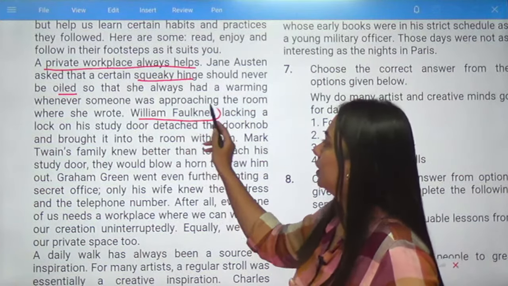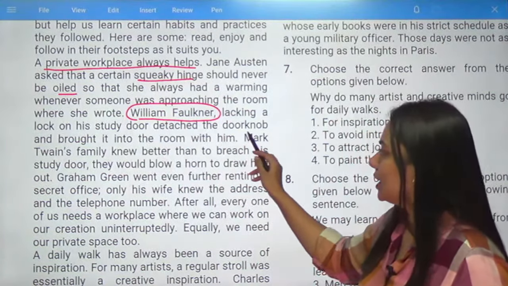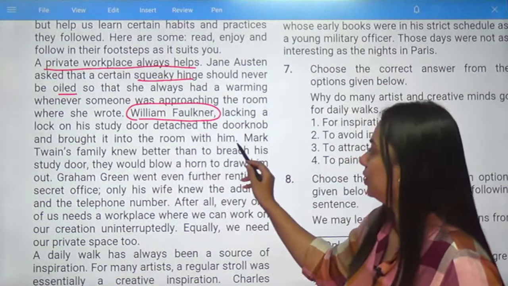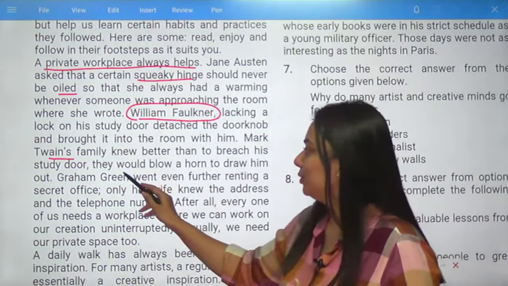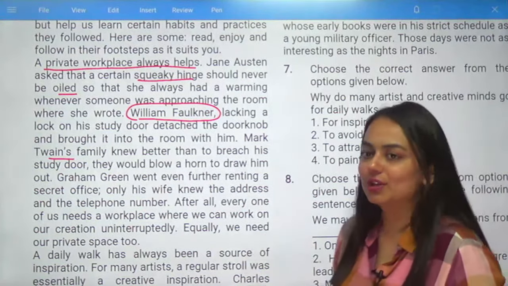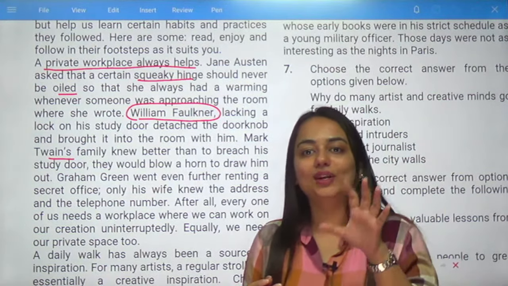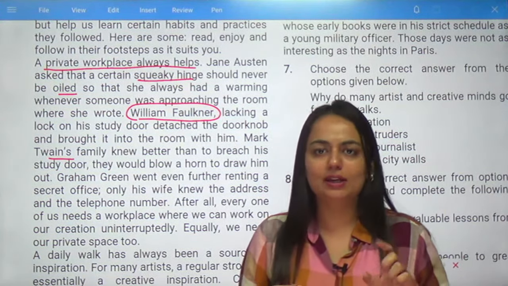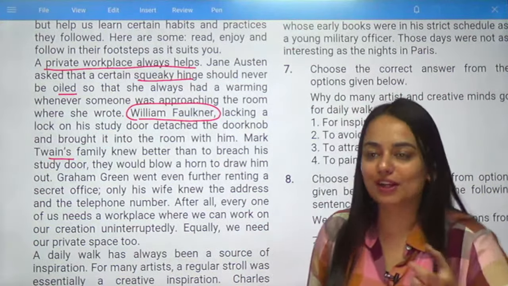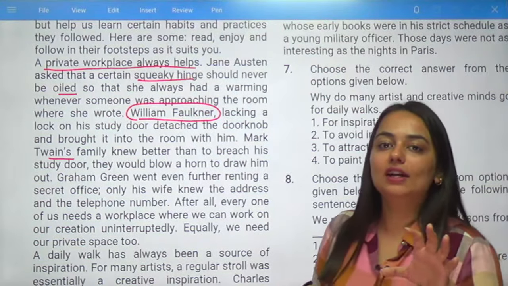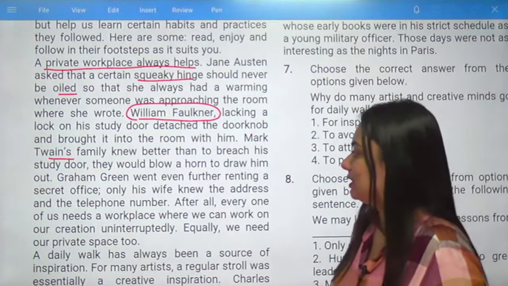William Faulkner, another great personality, all the writers, lacking a lock on his study door, detached the doorknob and brought it into the room with him. Mark Twain's family knew better than to breach his study room. They would blow a horn to draw him out. So Mark Twain's family, what did they do? They knew that instead of breaking through and getting into his room unannounced, it's better to raise an alarm from outside to inform him that, see, we want to talk to you or there is something urgent. So they also believed that he shouldn't be disturbed, Mark Twain, while he's writing. So private workspace is respected here.